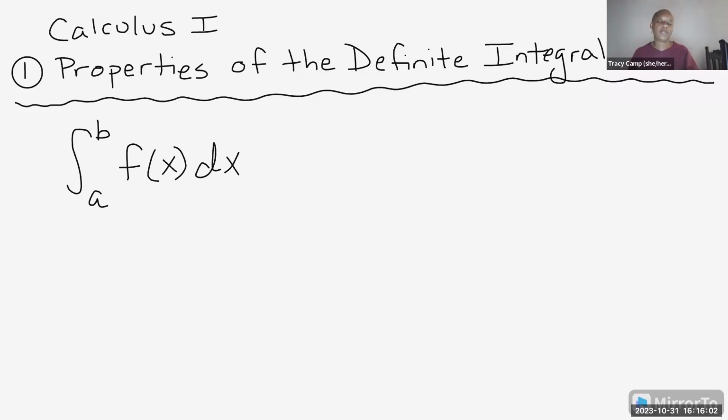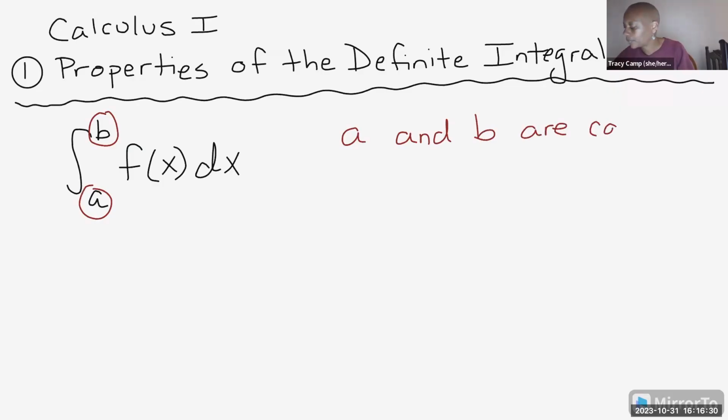So before I write the properties, it occurred to me that I should let you know the language for these numbers right here. I talked about these numbers in the last section, 4.2. A represents where you start, B represents where you end. These numbers have names. They're called limits of integration. So I'll be using that language sometimes. I just want you to know that that's what those are called.